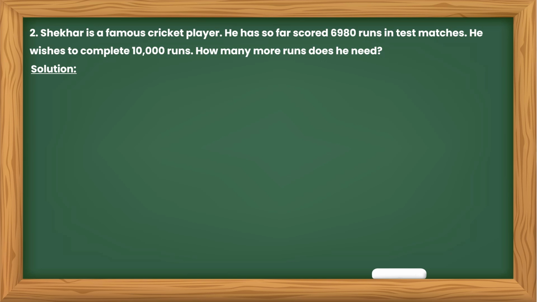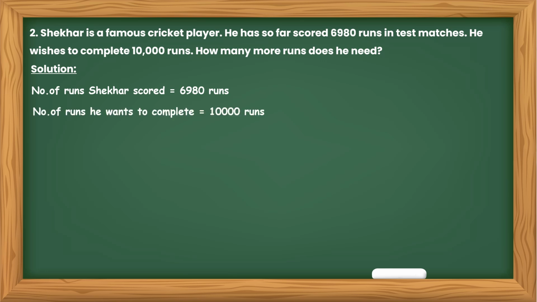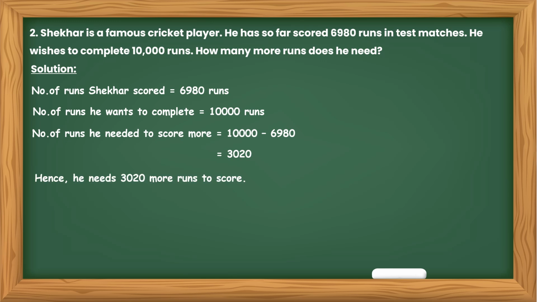So first let us note down the data from the question. Number of runs Shaker scored is equal to 6,980 runs. And number of runs he wants to complete is equal to 10,000 runs. So number of runs he needs to score more is equal to, what is his target? 10,000 minus how much he has scored till now, that is 6,980. So when we subtract, we get 3,020. Hence he needs 3,020 more runs to score 10,000 runs.